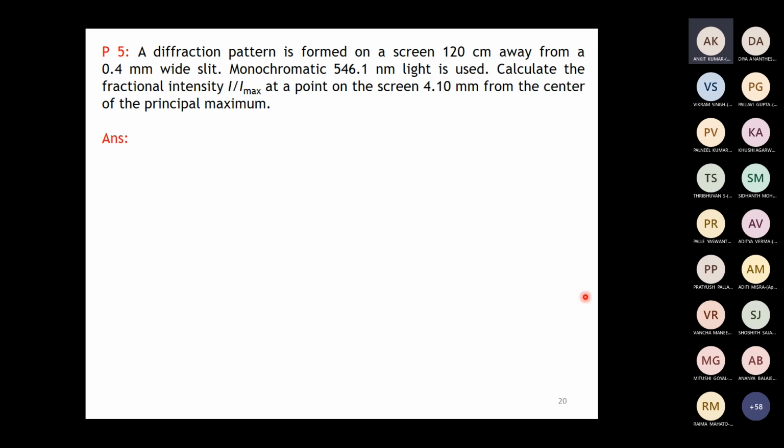You have a diffraction pattern which is formed on a screen, which is kept at a distance of 120 centimeter from a 0.4 millimeter wide slit. That is, a is 0.4 mm, and the wavelength you are using is 546.1 nanometer. You need to calculate the intensity, that is I by I max, at a point on the screen which is 4.1 millimeter from the center of the principal maxima.